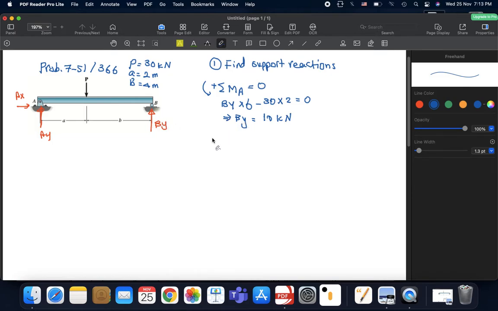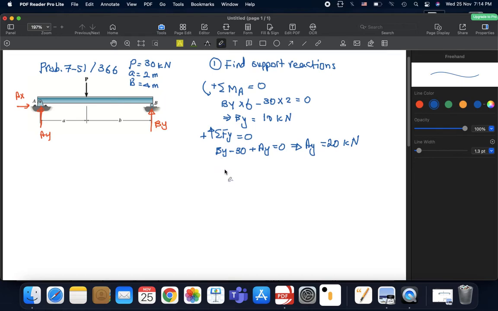And now you go and use the equation, summation of forces in the y direction is 0. So now you say By minus 30, and we already know By is 10, plus Ay equals 0, and this will yield a value for Ay of 20 kilonewtons. And that actually makes sense because 20 plus 10 is 30 and P is 30. So now we have equilibrium. So first, find support reactions.